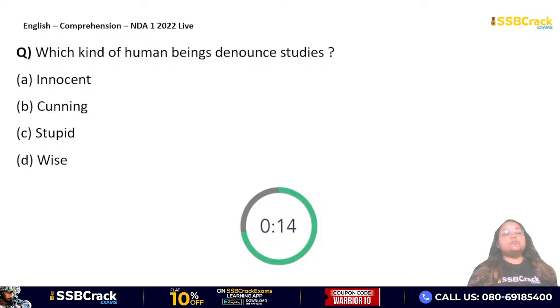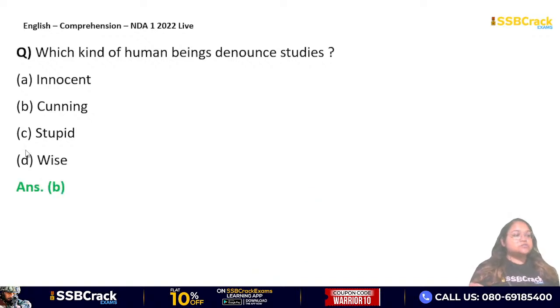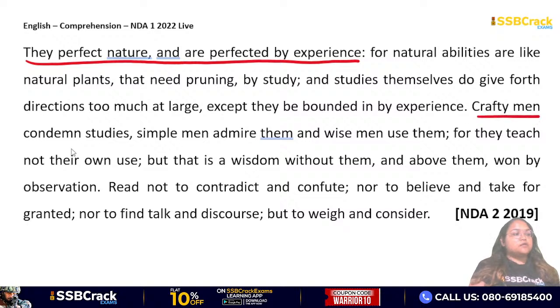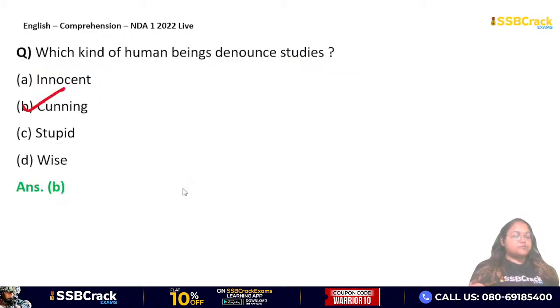Okay, which kind of human beings denounce studies? The answer will be option B, cunning. If you go back to the passage here, it is written that crafty men condemn studies. Crafty means shrewd, a little perceptive, deceptive, fraudulent. They don't like studies. Okay, they condemn them. So option B will be your correct answer.